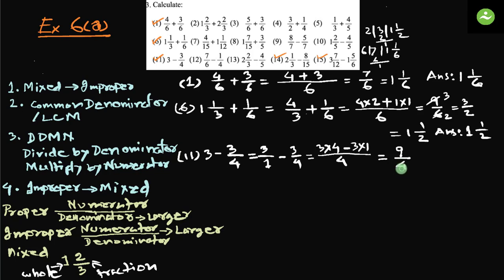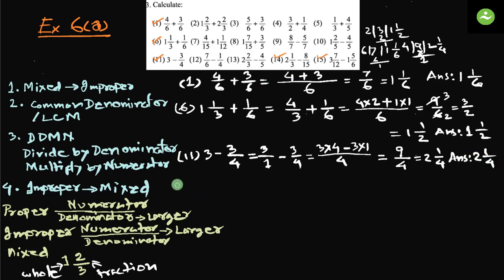So 9 over 4, it is an improper fraction. We have to change it. How? We have to divide 9 by 4. 4 into 2 is 8. So 1 is remainder. So 2 and 1/4. Answer is 2 and 1 over 4, or 2 and 1/4.